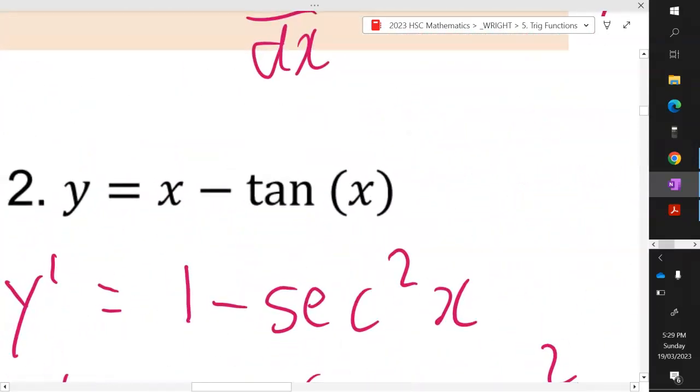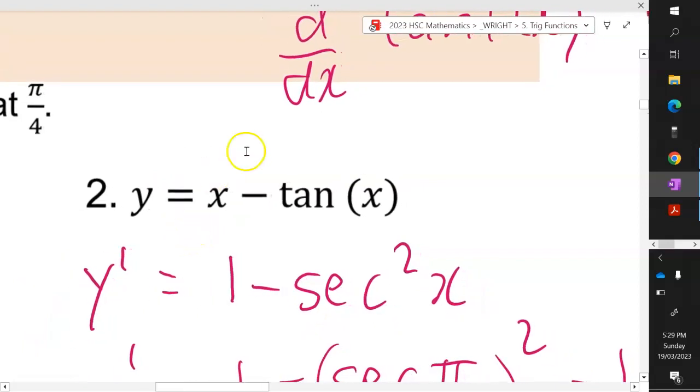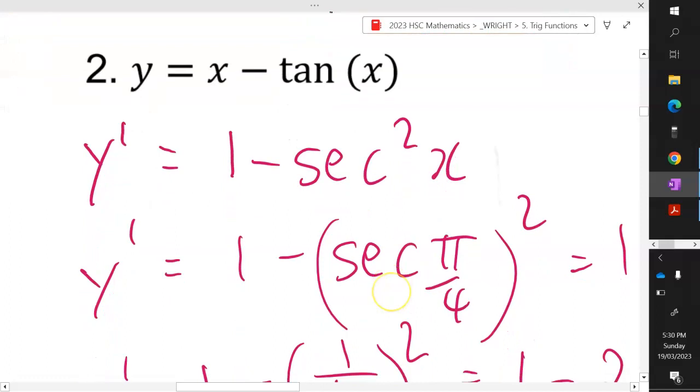Okay, if y is equal to x minus tan x, we're going to integrate each part. We're not integrating, we're differentiating. We're going to differentiate each part separately. So when we differentiate our x, we end up with 1. When we differentiate our tan of x, and it's actually minus tan of x, our minus is going to stay there, and our tan of x turns into sec squared x.